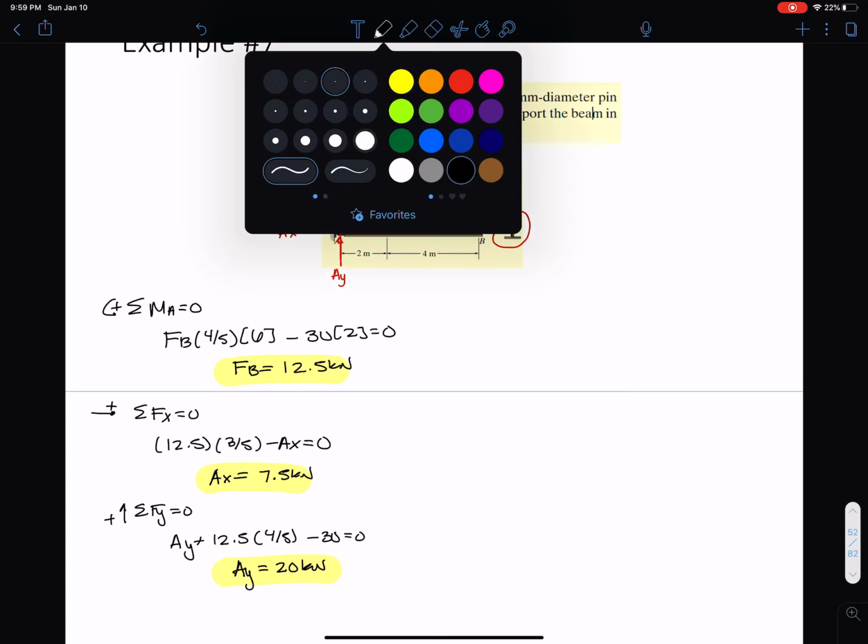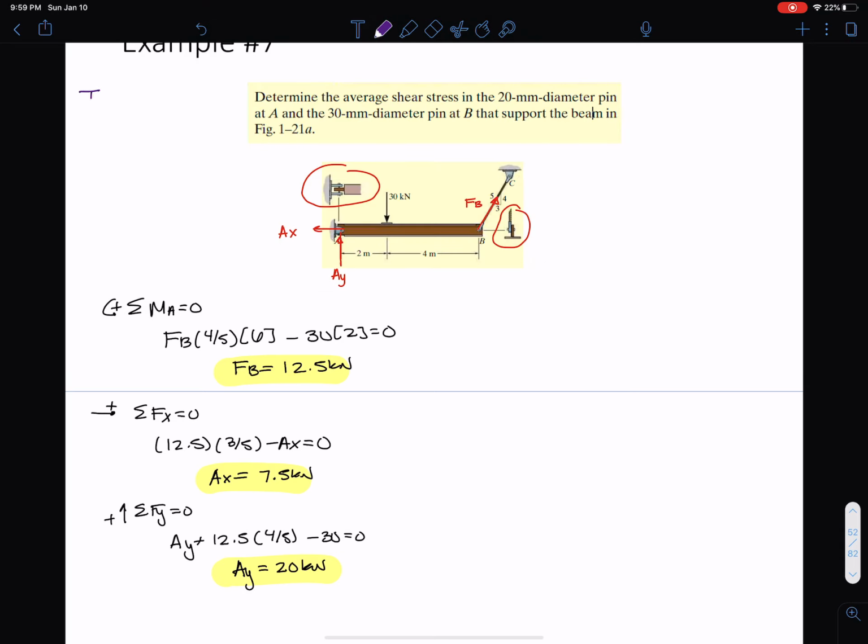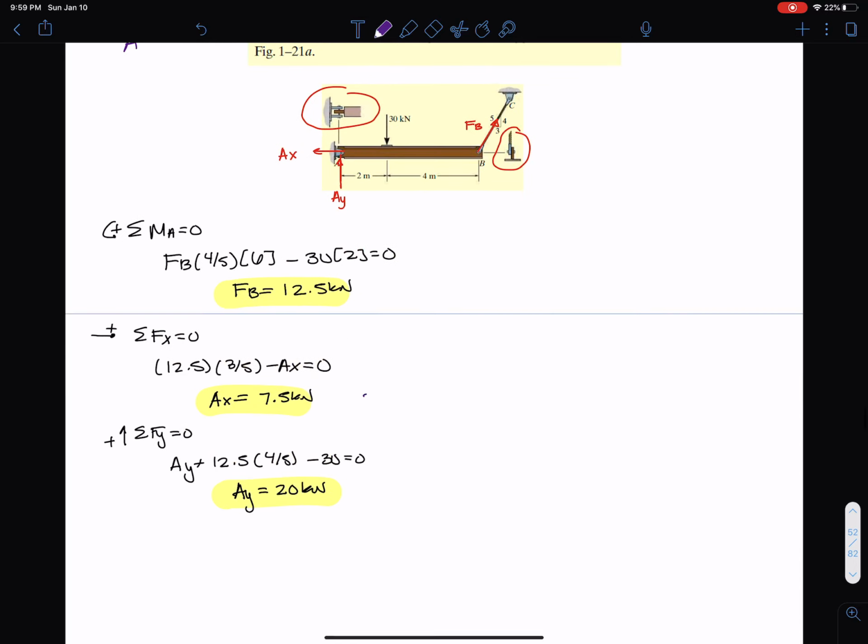Okay, I'll write the shear formula up here, right? So tau is equal to V over A. This is what we're looking for here. We use both, right? Because we're taking the resultant. We need the resultant force at A.